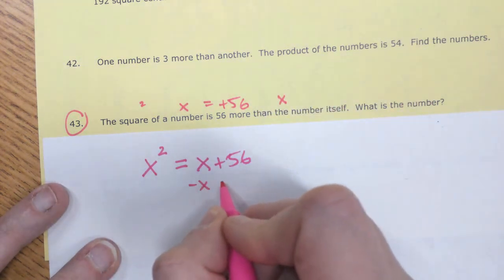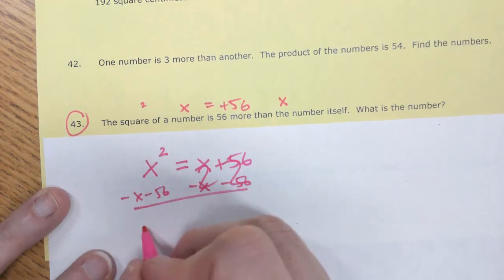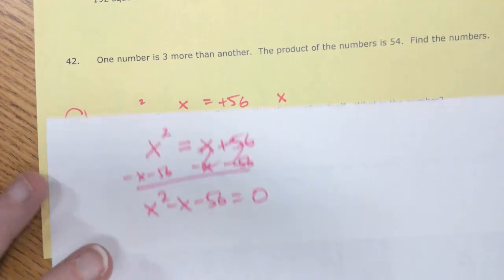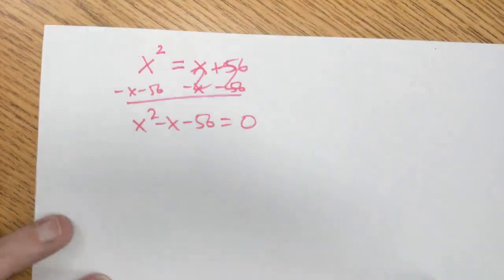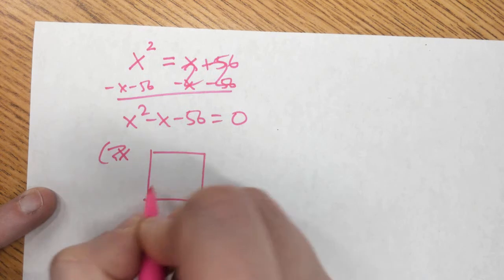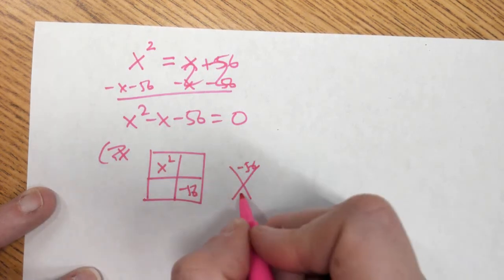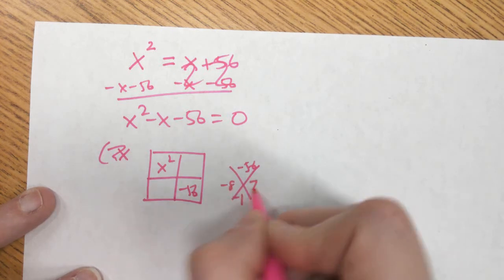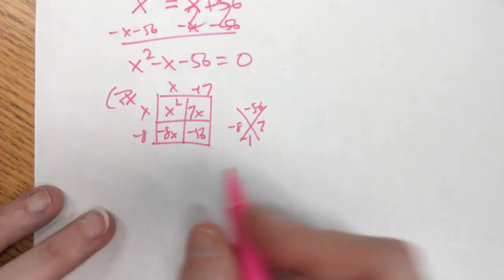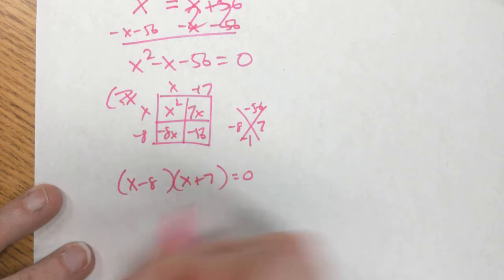So I'm going to subtract x, and I'm going to subtract 56 to zero those out. So I have x squared minus x minus 56 equals 0. And now I'm ready to factor it. Okay, I'm going to actually factor it for you, sorry. x squared minus 56. It needs to add up to -1, so that's going to be -8 times 7. x minus 8, x plus 7. So my factors are x minus 8 and x plus 7 equals 0.